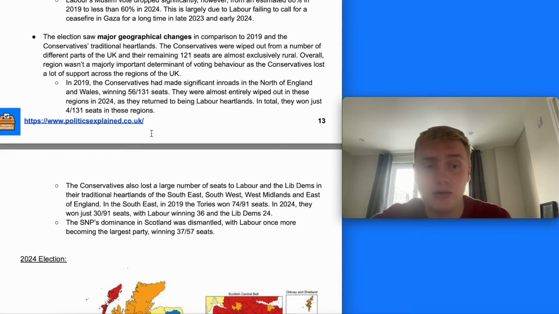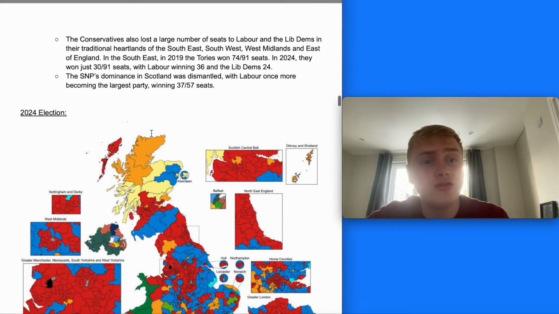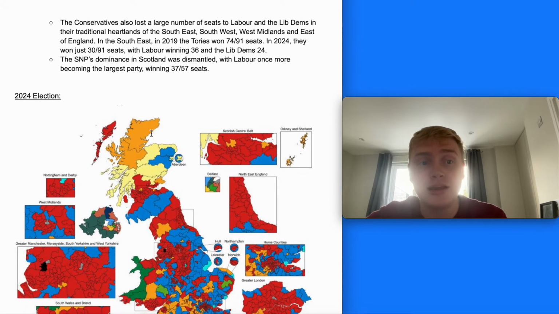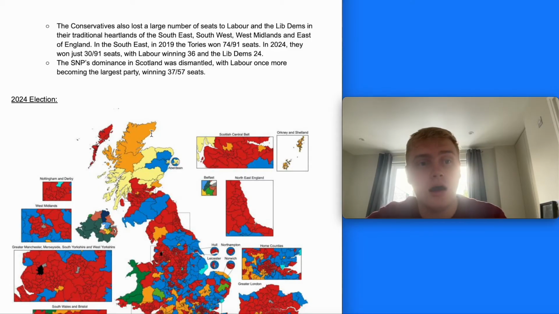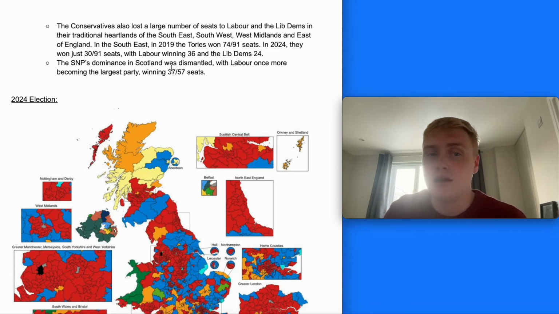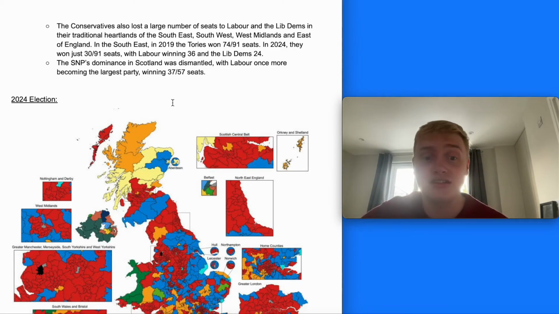and they were completely wiped out in Wales. The Tories also lost a large number of seats to Labour and the Lib Dems in their traditional heartlands in the southeast of England, southwest of England, West Midlands and east of England. In the southeast, they won 74 out of 91 seats in 2019. By 2024, they won just 30 seats, with Labour winning 36 and the Lib Dems 24. And the SNP's, as we already mentioned, dominance in Scotland was also dismantled, with Labour once more becoming the largest party with 37 out of 57 seats.